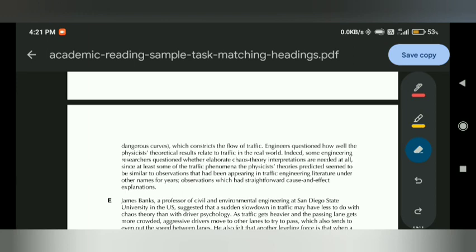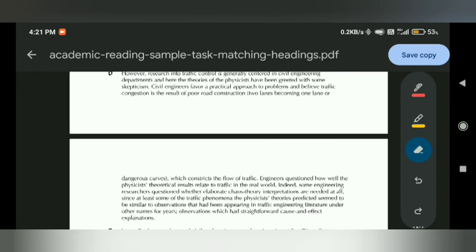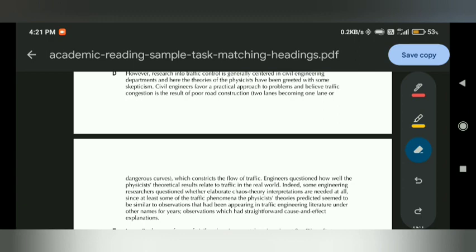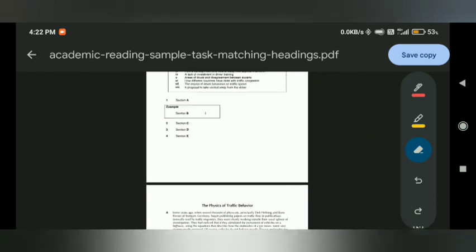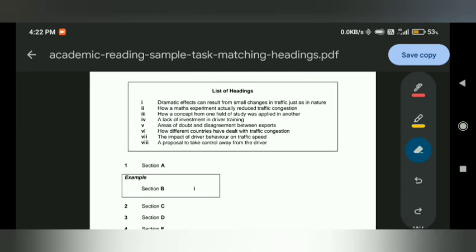So in this paragraph also they have told us about the perspective of two people: the first one is engineers and the second one is physicists. They are questioning each other and trying to blame each other for not having the perfect flow of traffic. So let's check the options that are available. By reading this paragraph we have come to know that there is conflict between the ideas of both the engineers and the physicists. They are blaming each other.